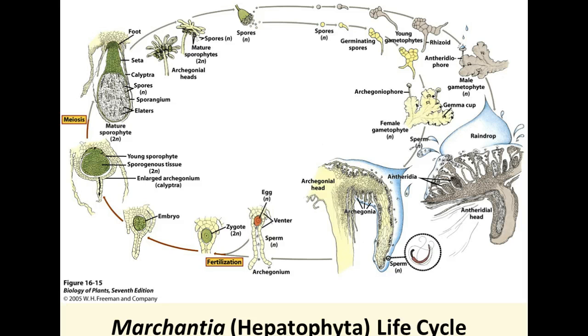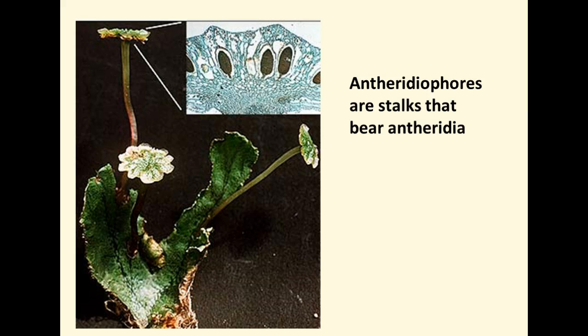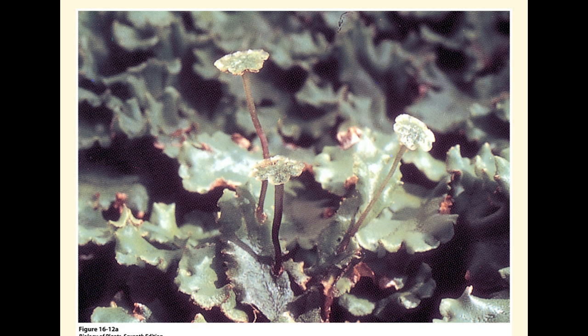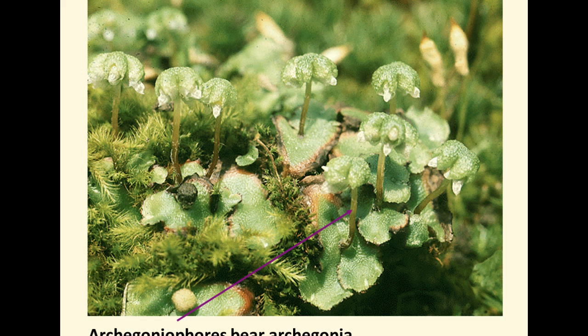Huh? It's kind of sad. They can always clone themselves, right? Through those little tiny gemmae or baby plantlets. Okay. So here are the antheridiophores. So they're really kind of cute. They look like this little flat umbrella. So here's another one. We're looking at male, and this is a phallus liverwort. Notice how the females look different.